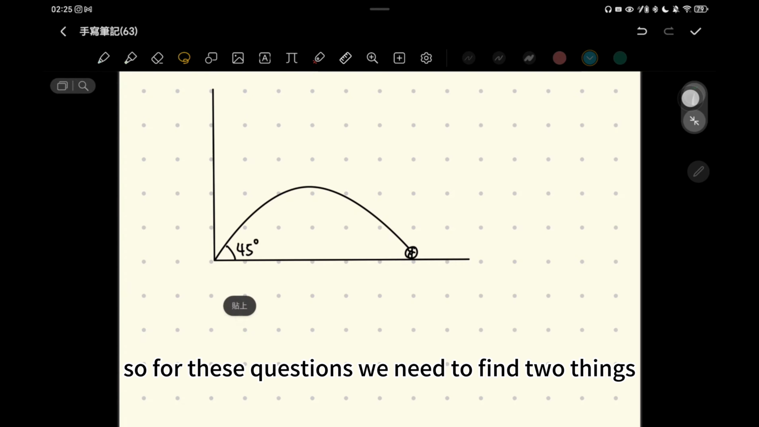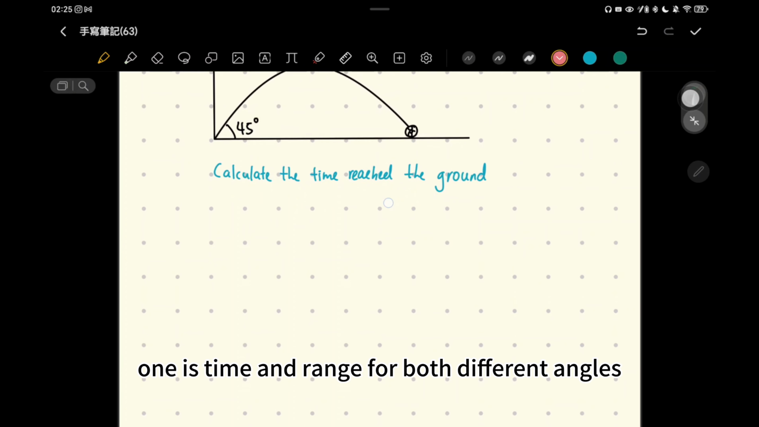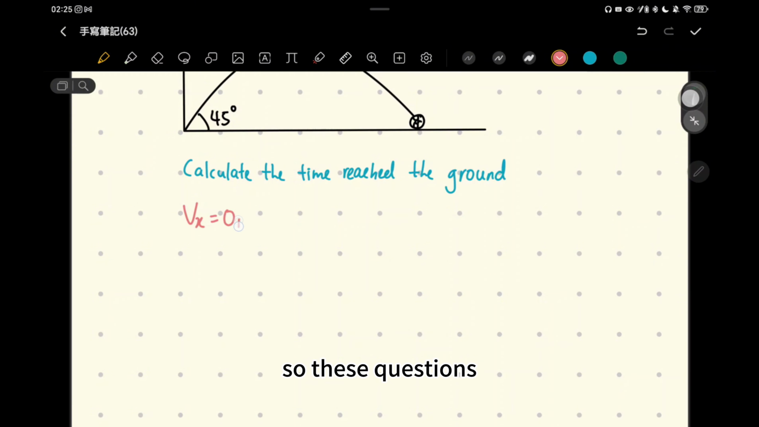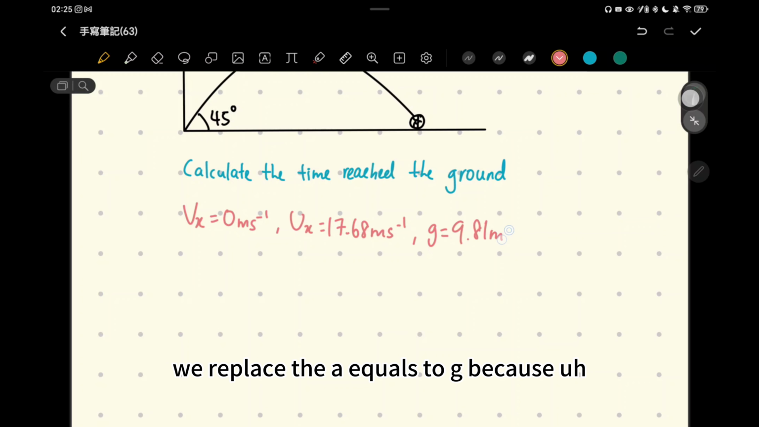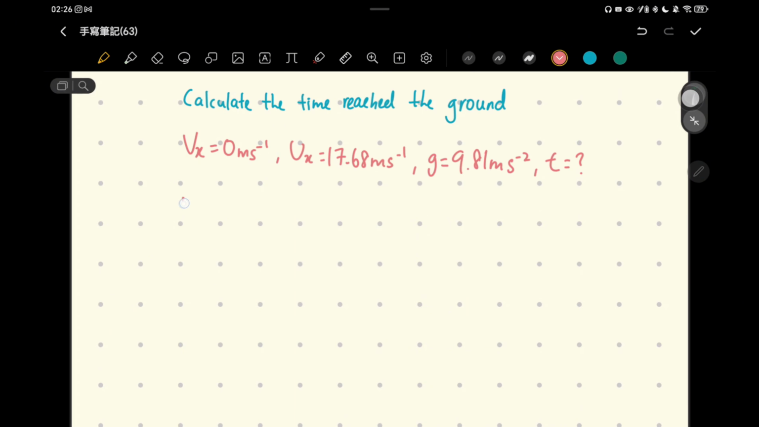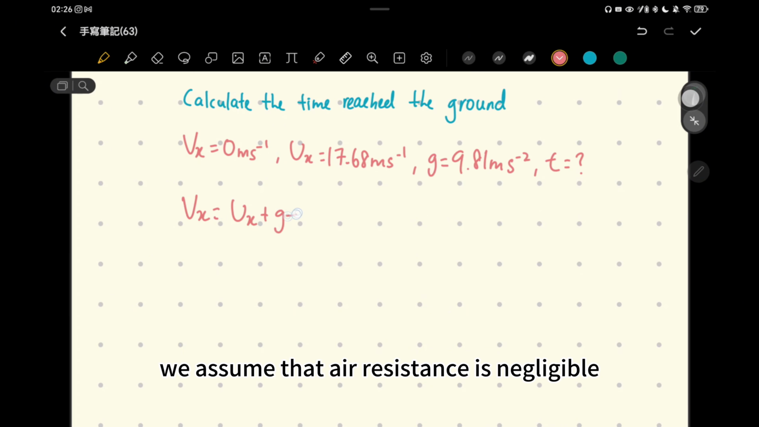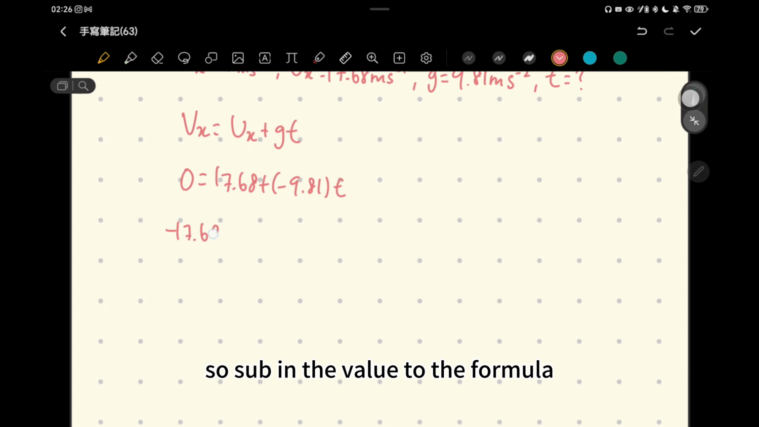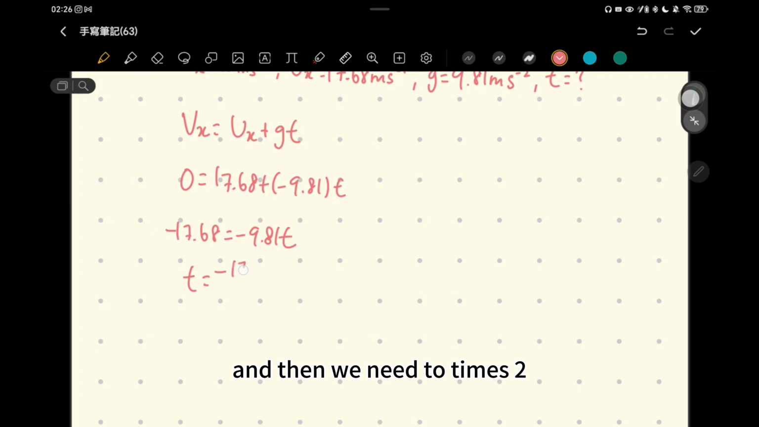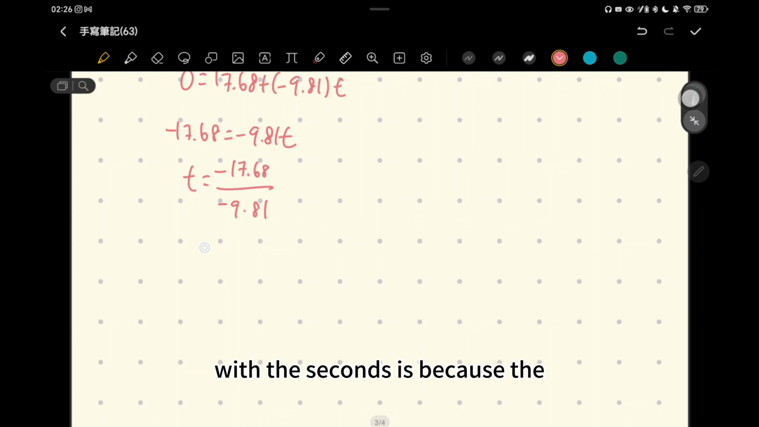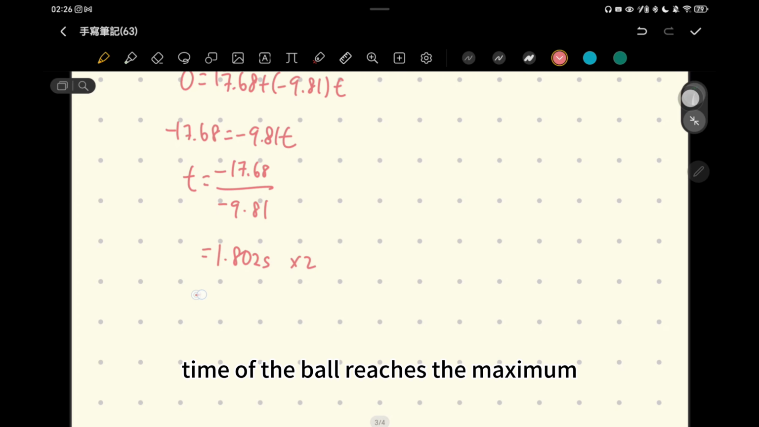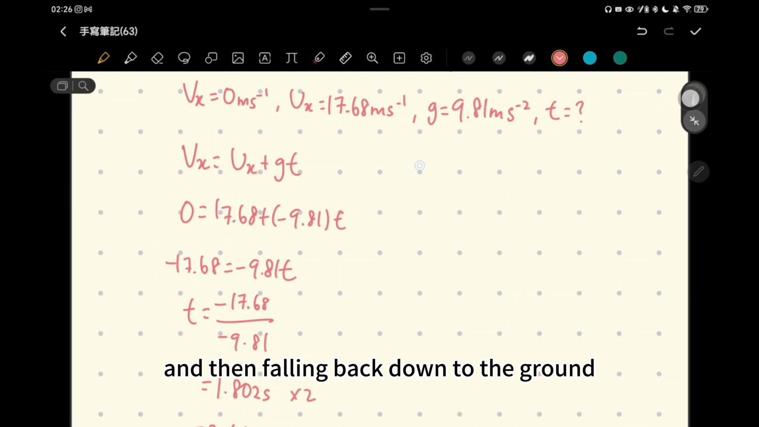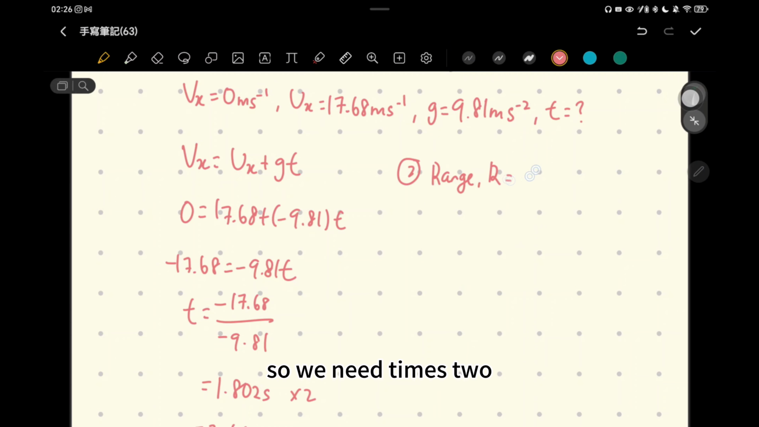So for these questions, we need to find two things. One is time and range for both different angles. So for these questions, we need to use the linear motion formula, which is final velocity equals initial velocity plus at. We replace the a with g because we assume that air resistance is negligible. So we sub in the values to the formula, and then we need to times 2 the seconds, because that is the time for the ball to reach the maximum height and then fall back down to the ground. Both times are the same. So we need to times 2.